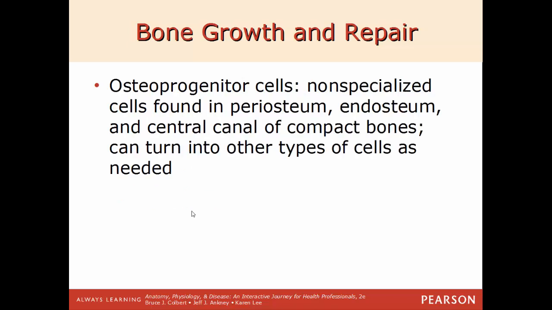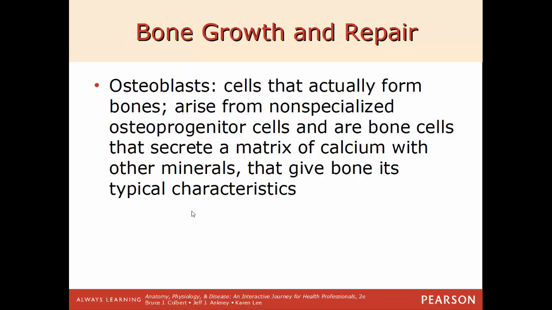The first one, osteoprogenitor cells. These are non-specialized cells that are found in the periosteum, the endosteum, which is the innermost lining of the medullary cavity, and within the central canal of the compact bones. And these can turn into other types of cells as needed. So these are really just non-specialized cells that haven't been specialized into one of the other three types just yet. Next you have osteoblasts. These are cells that actually form the bones. These are the ones that will build up bone. So B for blast and B for build up is a good way to think about it. Now these are derived from the non-specialized osteoprogenitor cells.